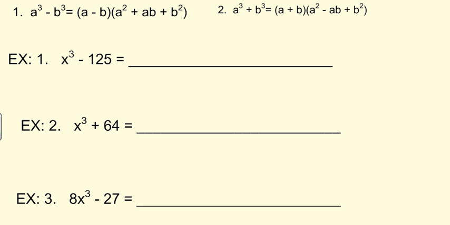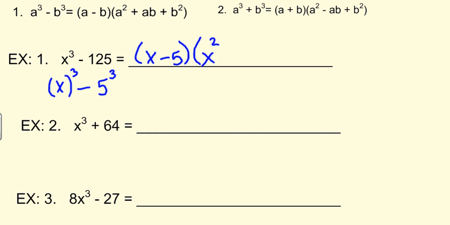So let's try to factor a few of these. Example 1, this would be x cubed minus 5 cubed. And so in our rule, we're going to use rule number 1. The value of a would be x, the value of b would be 5, and the factors are a minus b, or in this case x minus 5, times x squared, change the sign, plus 5x, and plus 25.